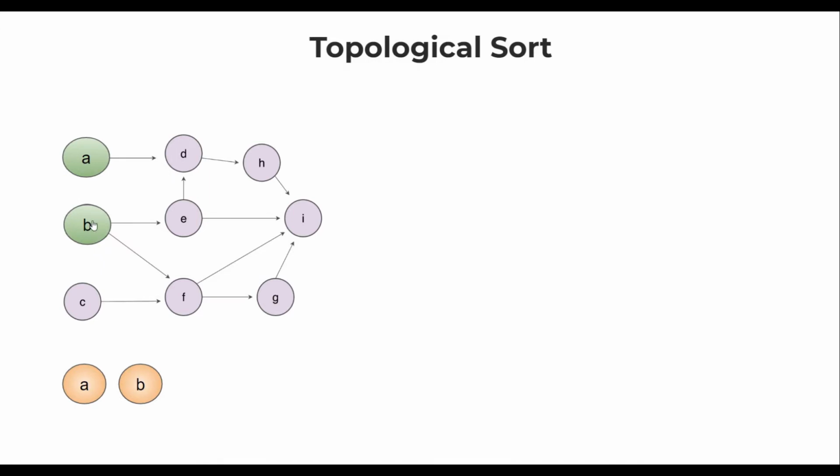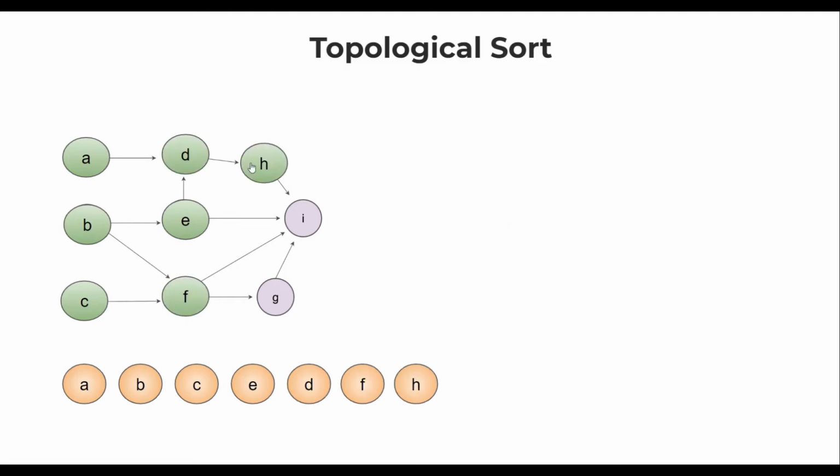So without building E, D cannot be built. We can probably go with B because B does not have any dependency. And then we can take C as the next in the order. Next we can take either E or F. Let's take E first and then probably D and then F. Next H can be taken and then G and then finally I.